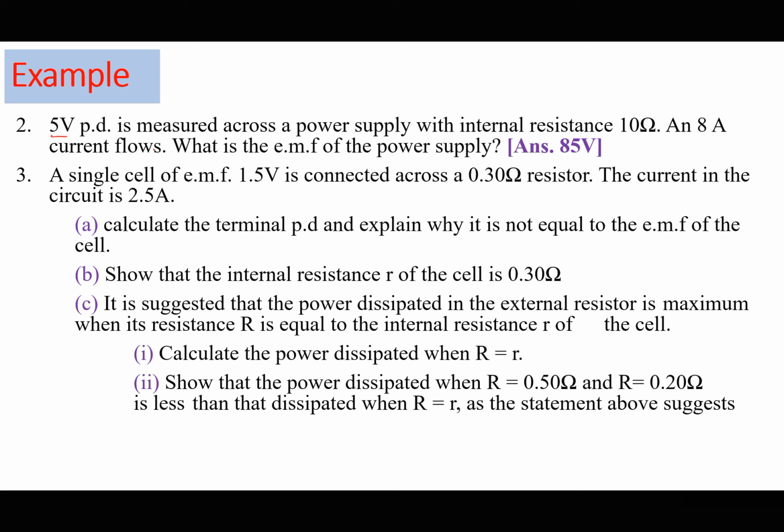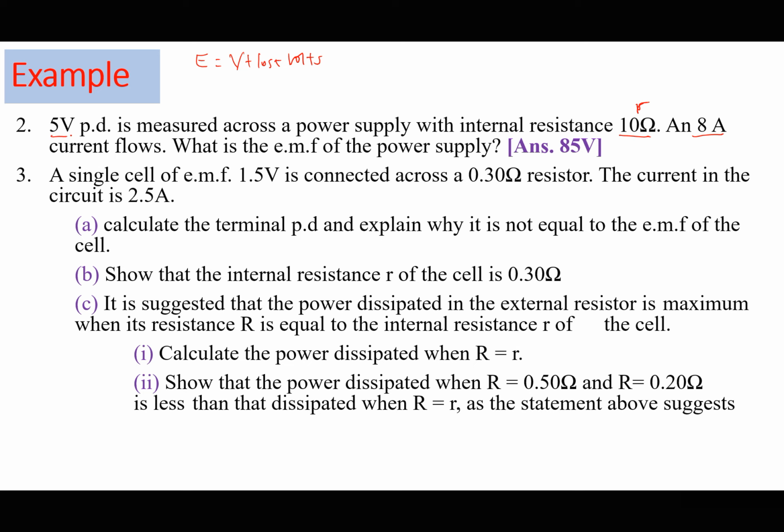Five volts PD is measured across a power supply with internal resistance 10 ohms. That is less likely because that would be a very big resistance. An 8 ampere current flows. What is the EMF of the power supply? So we know that EMF, when I write E, I will be referring to EMF, equals the terminal PD plus the lost volts. So small r is 10 ohms.